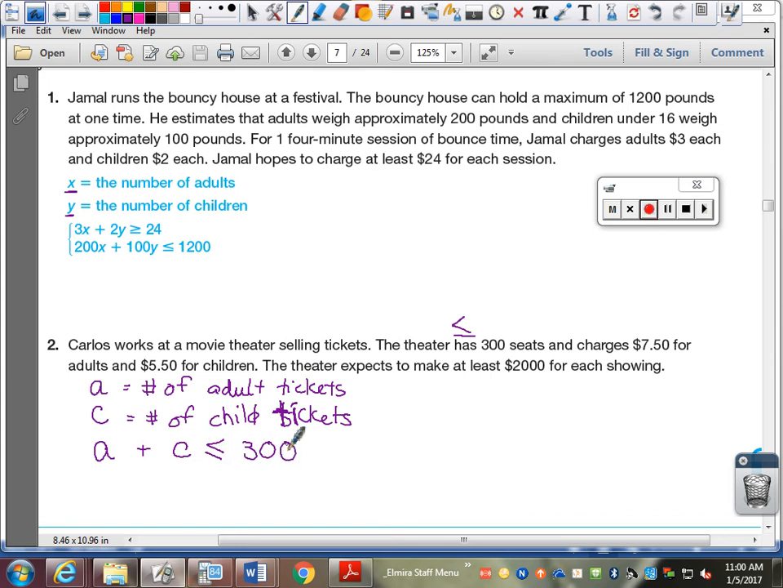Now, the charges are $7.50 for adult tickets and $5.50 for child tickets. And they want to make at least, which is a key word for greater than or equal to, 2,000. So we defined our variables and we wrote the inequalities, and that's all they're asking you to do in this first section.